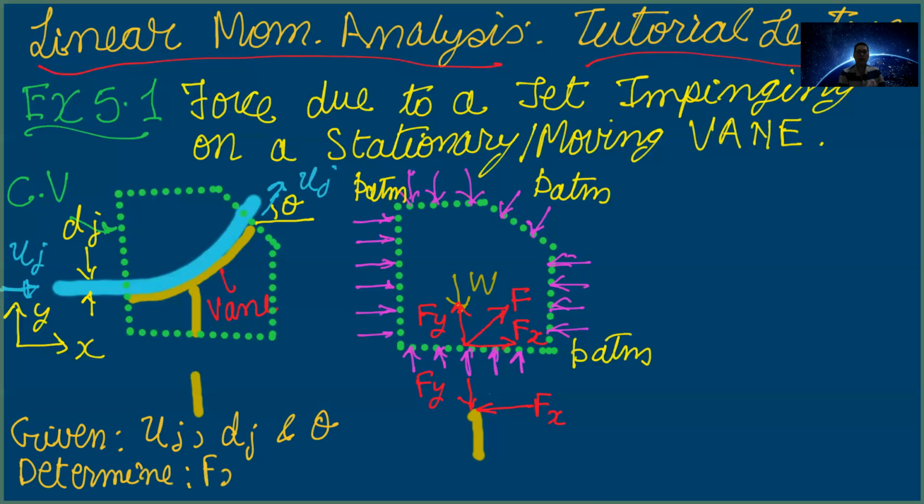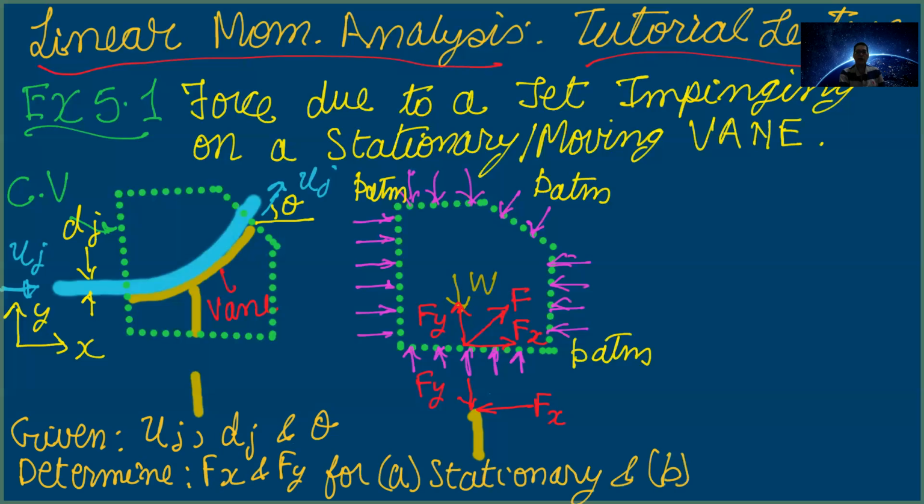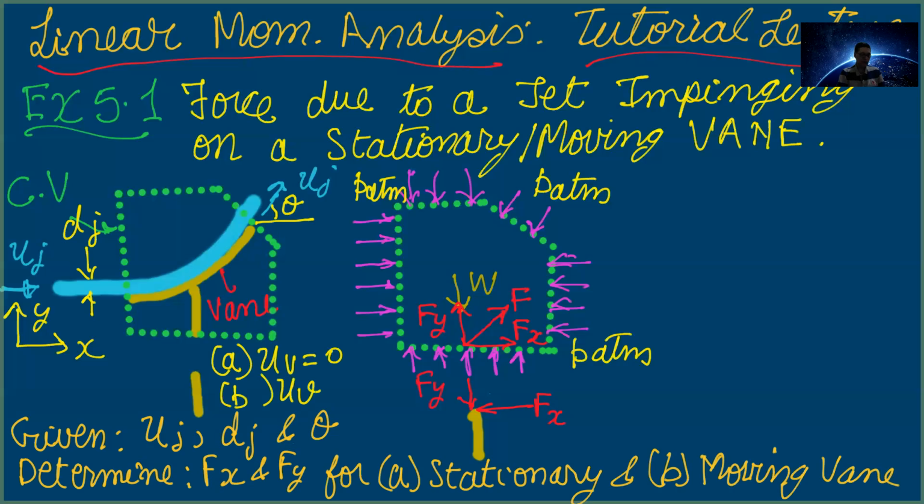And you have to determine the forces that are acting on the stationary and moving vane. So these are the two cases that we have to solve. Case A, where the vane is stationary, so the velocity of the vane, uv, is equal to 0, whereas in case B, this is non-zero. For these two cases, we are interested in determining the force that is acting on the vane.